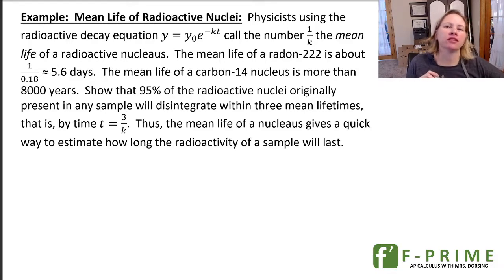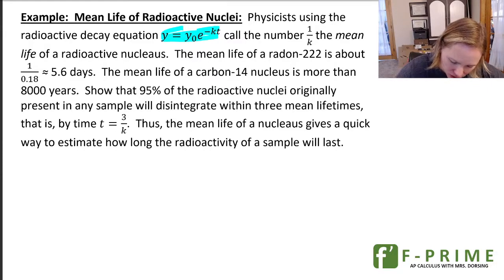Thus, the mean life of a nucleus gives a quick way to estimate how long the radioactivity of a sample will last. So let's say you're a Russian scientist in Chernobyl. This is important for you because you want to make sure that 95% or even more of the radioactivity from that big Chernobyl explosion from years and years ago has decayed. Same thing with the Three Mile Island problems. This is real life, you guys. This is the sort of thing that people are concerned with. So let's take a look, and we're going to use this equation here, and show that 95% will decay.